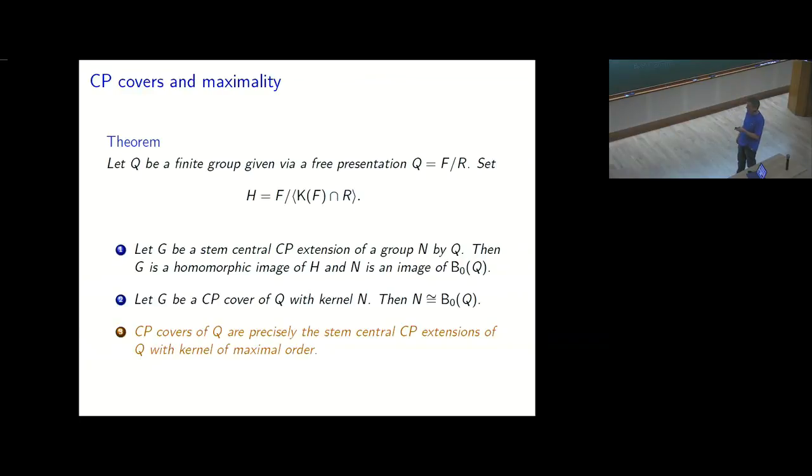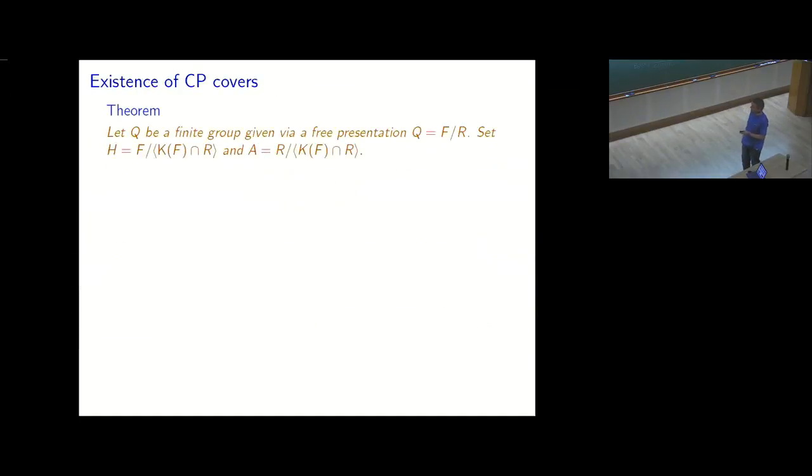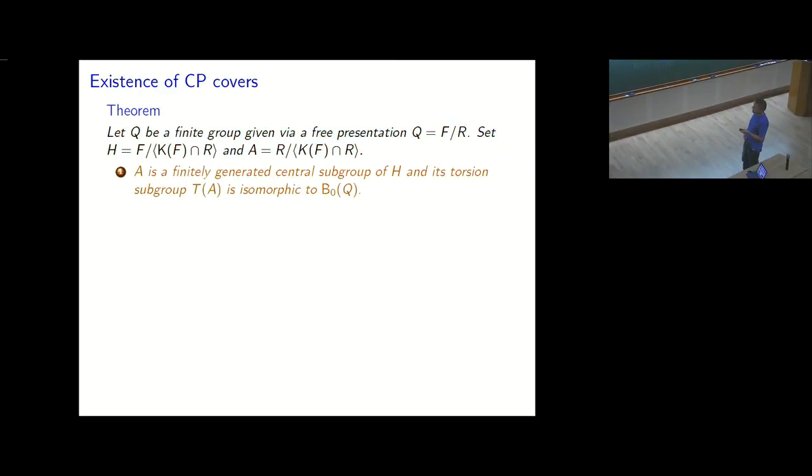And what about the existence? Well, you can actually construct CP covers, like in the case of Schur multipliers. And again, the proof is pretty much the same, so I have nothing new to say here. Suppose that you have a group given by a free presentation, define this one, and also define this one, so R over this K F set by R. First of all, this is the same as in the Schur multiplier case. A is a finitely generated central subgroup here, and the torsion subgroup, which I used in the algorithm I described before, is isomorphic to B naught.